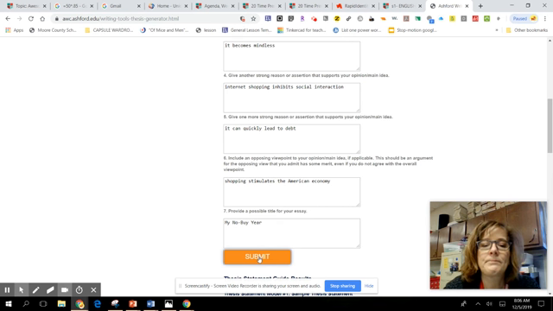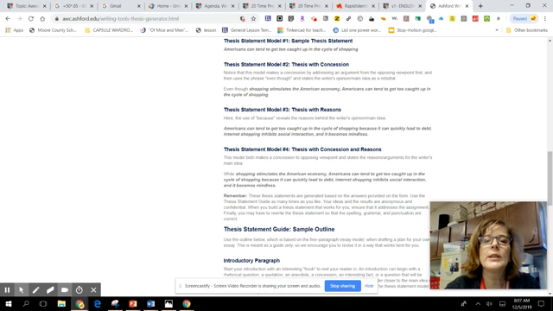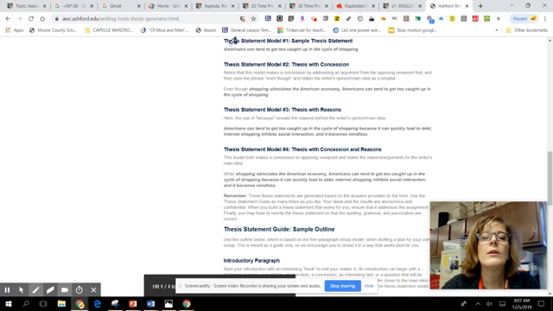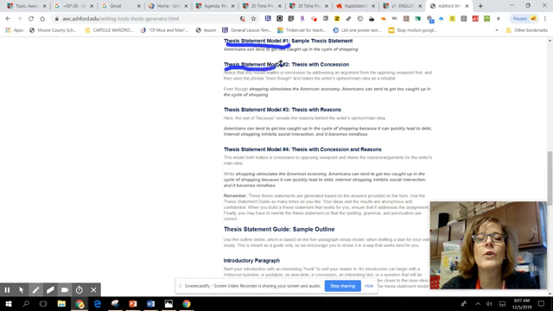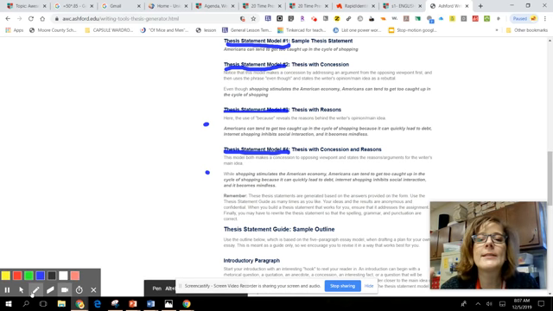Now, once I hit submit, it will do all kinds of interesting things. So it's going to give you, as you can see here, several model thesis statements. And what I want you to do is take the time on your own and read through all of the samples and pick one that you feel like you're comfortable working with. If you're in one of my honors classes, though, I will say you will be certainly either here or here with your choice. So your choice is limited.